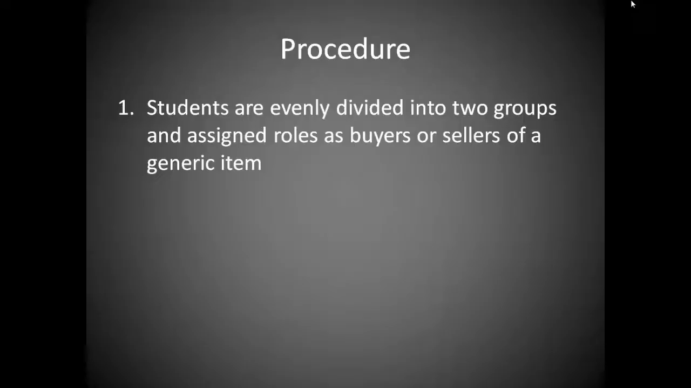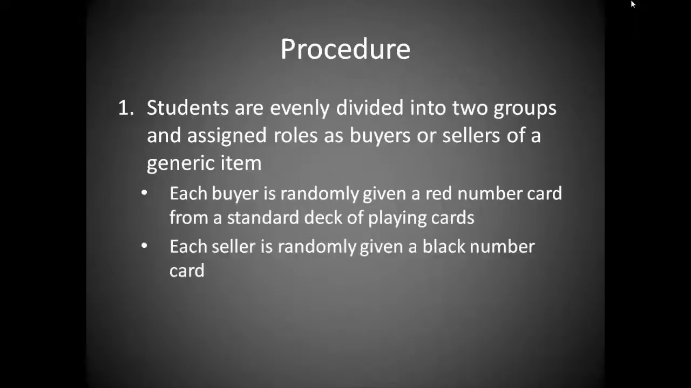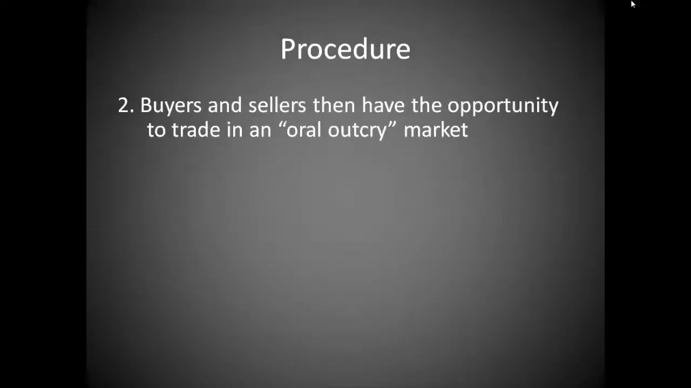You take the number cards from a standard deck of playing cards and divide them into red and black, shuffle them, and then each student on the buyer side of the classroom is given one card from the red cards. Each student on the seller side is given one of the black cards. Once all the students have their cards, the buyers and sellers will have a chance to find a trade, find a deal with another student on the opposite side of the classroom in what's known as an oral outcry market. Oral outcry markets are not too familiar to most of us, but they are still used in certain circumstances, specifically the stock exchange, commodities exchange, that type of thing.